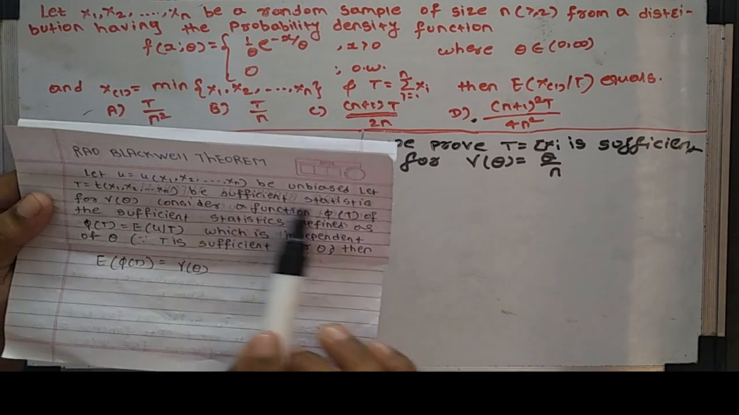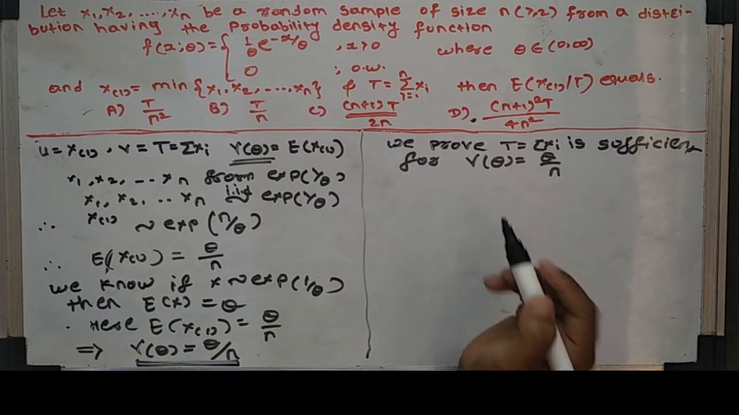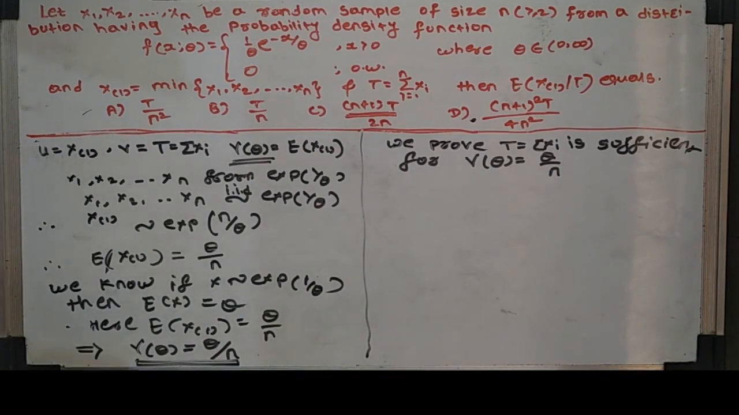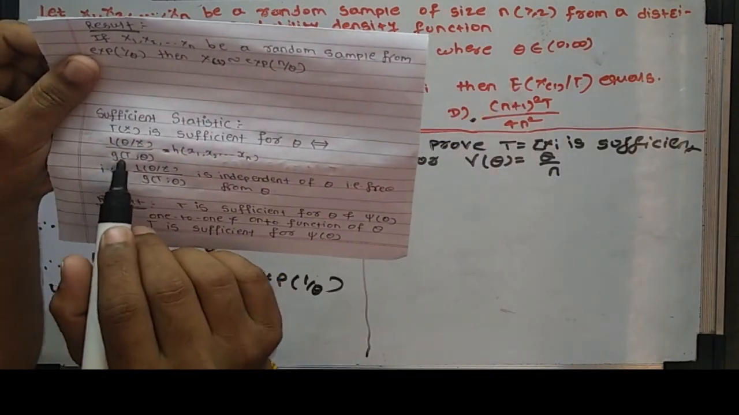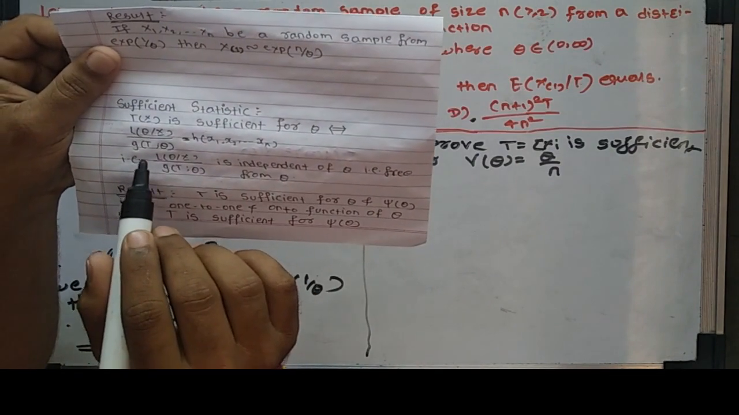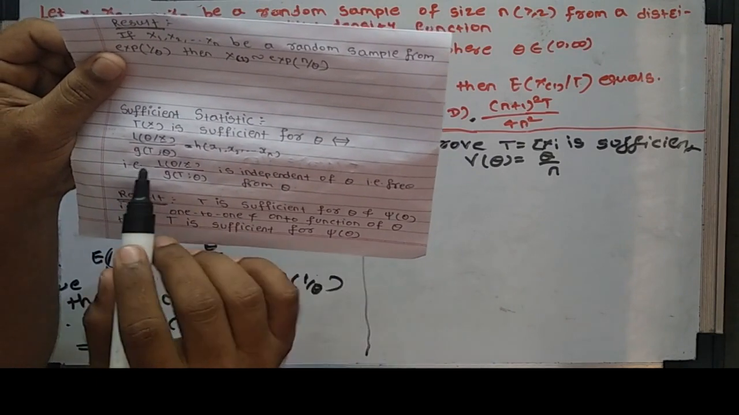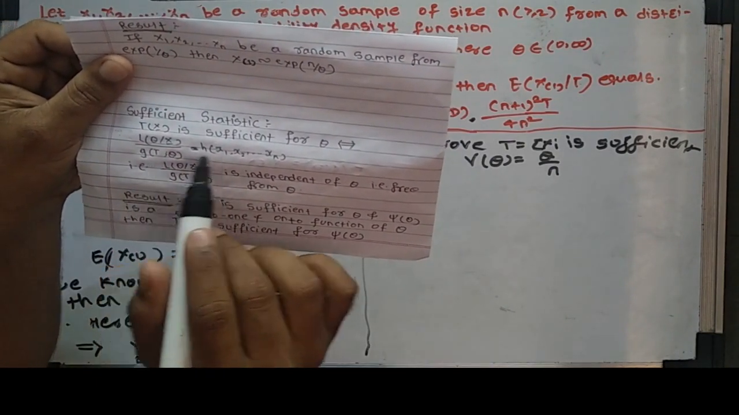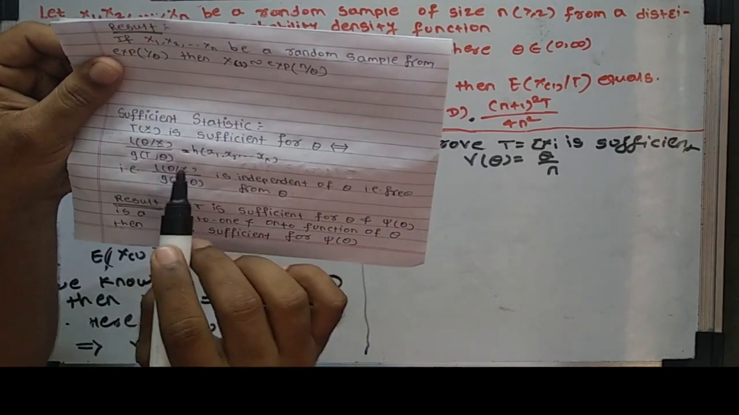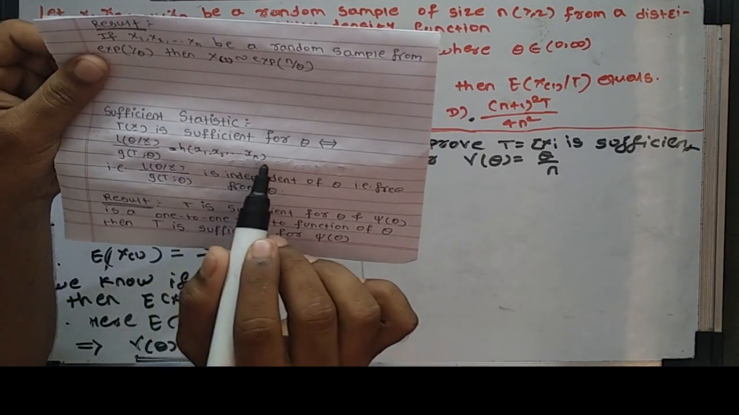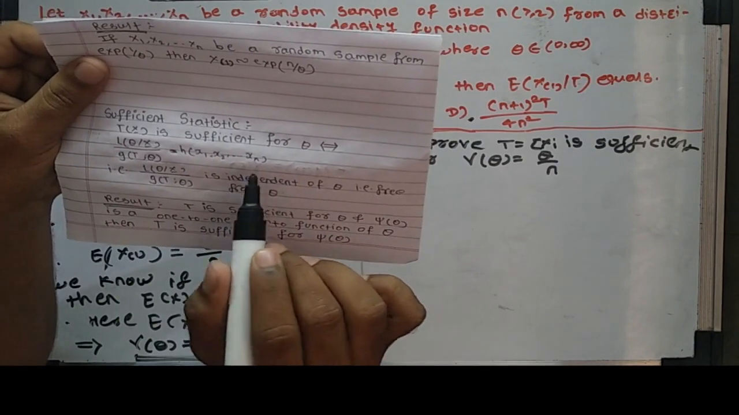Here see that in the theorem, T is the sufficient statistic for gamma of theta. Here we know that T is sufficient for theta if and only if the likelihood of theta given x vector upon the density of statistic T is equal to h of x1 to xn, that is, this likelihood upon density of statistic T is independent of theta, that is, it is free from theta. It is only a function of the random sample, not containing parameter theta.